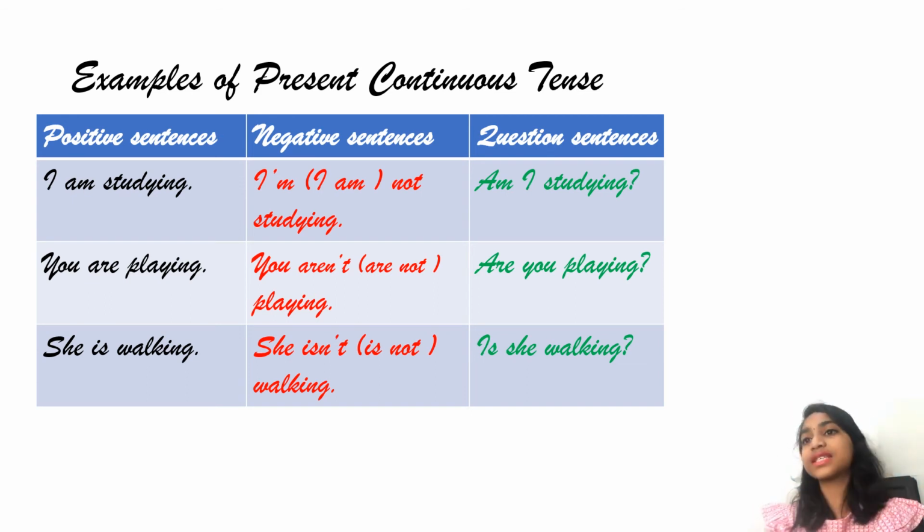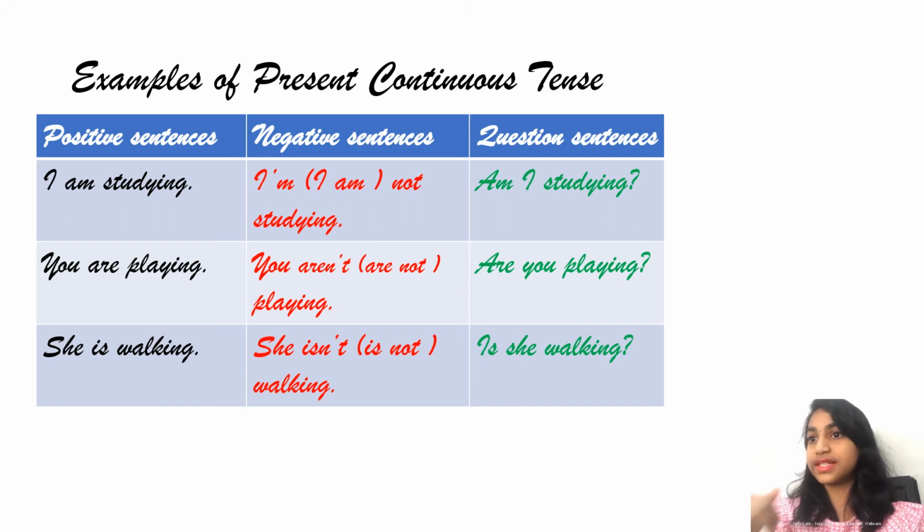Now let's see some examples. I am studying. I is the subject, am is the be verb, and studying is verb plus ing. How will it be in a negative sentence? I'm not studying. How will it be in a question sentence? It will be like, am I studying?